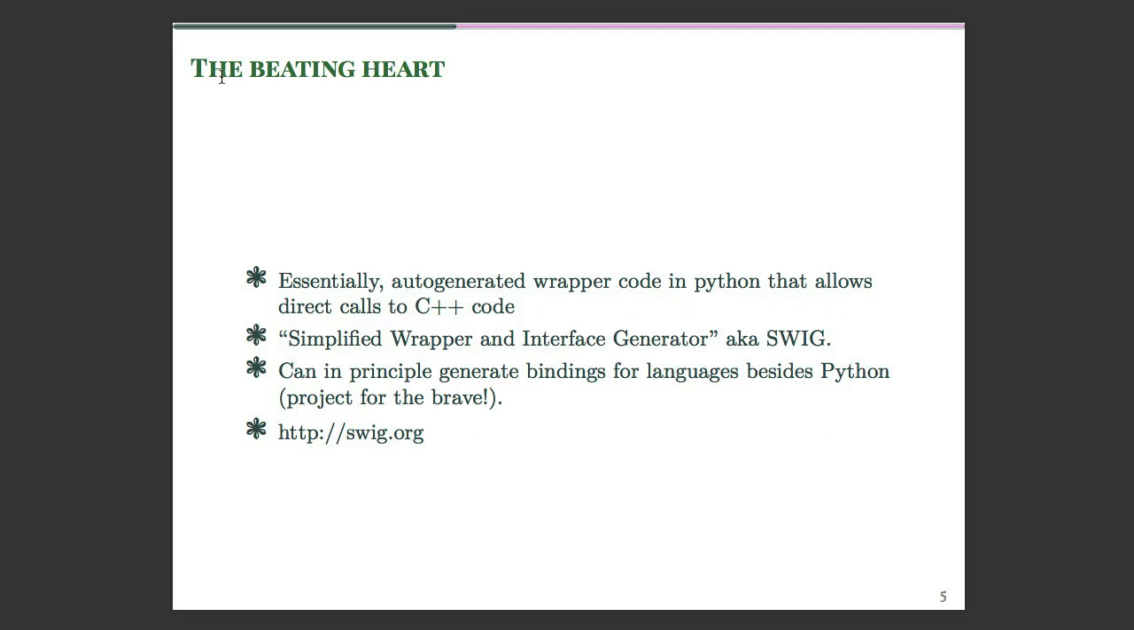And there's a very interesting project there, which is Swig can let you generate wrappers for languages other than Python. If anyone here is interested in languages like Julia, for instance, that's a project to try if you are young and brave. I'm not. Okay, and you can find more information at swig.org.